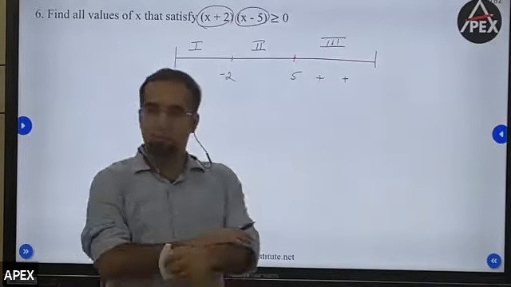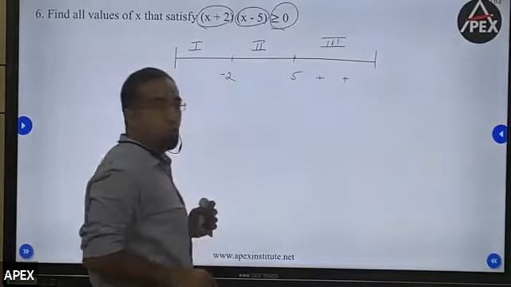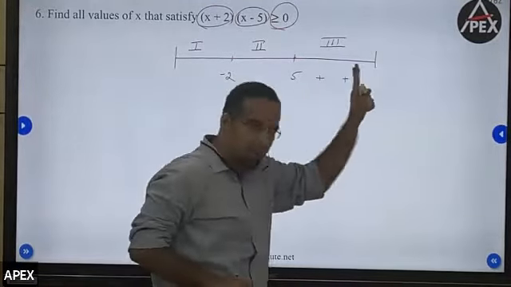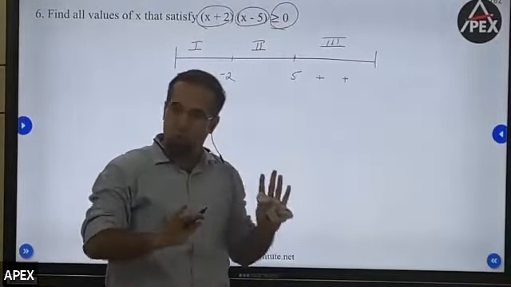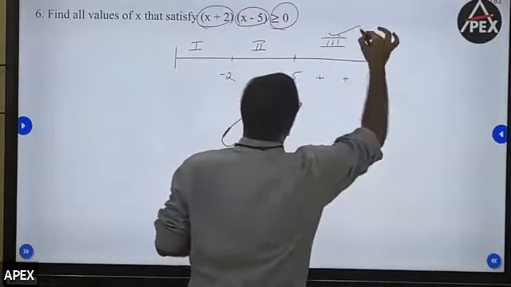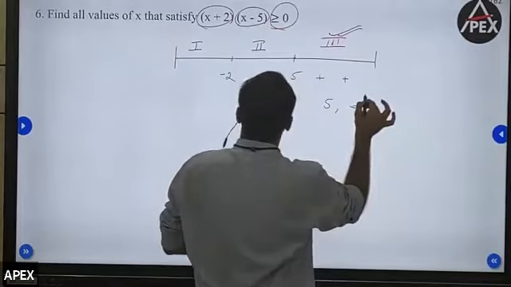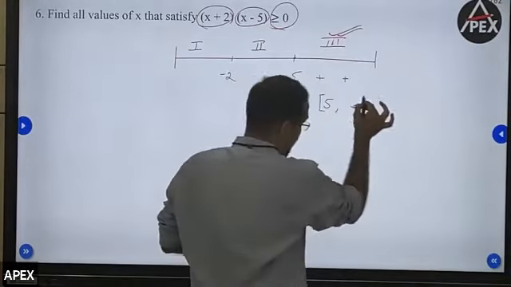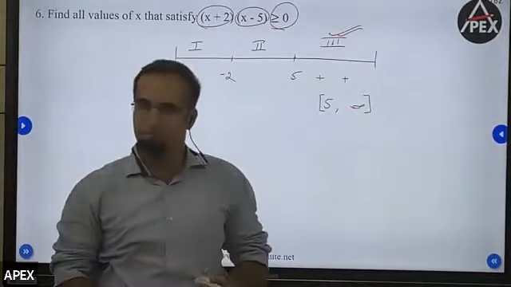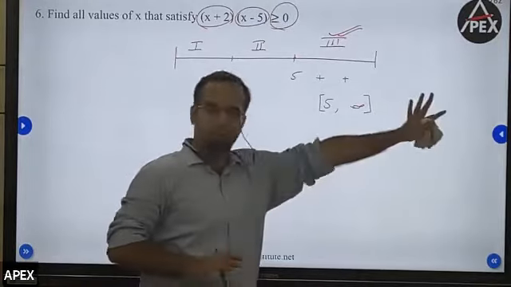Great. Clear? The inequality that I have been asked to prove is greater than or equal to 0. So, can I say for this range, this inequality is true? This is going to be my range. So I get 5 to infinity, and I have to include 5. Do not forget, including 5 gives equal to 0. If you make it equal to 5, you will have it as 0 as well, which is satisfied.